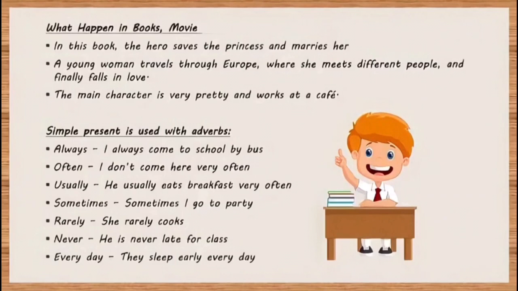And lastly, simple present tense is used with adverbs like always. For example, I always come to school by bus. Next is often. For example, I don't come here very often. Usually. For example, he usually eats breakfast. Sometimes. For example, sometimes I go to party. Next is rarely. For example, she rarely cooks. Never. For example, he is never late for class. And the last one is every day. For example, they sleep early every day.